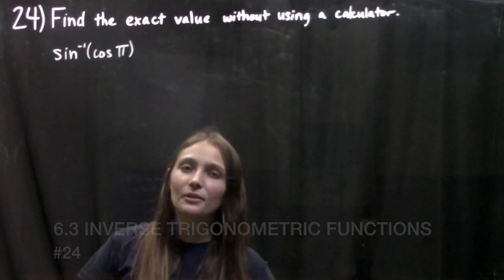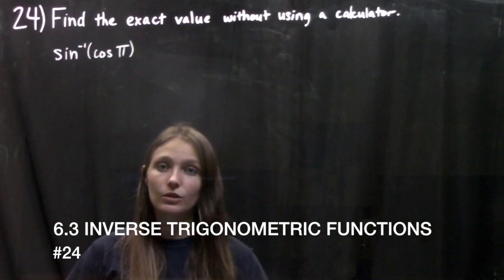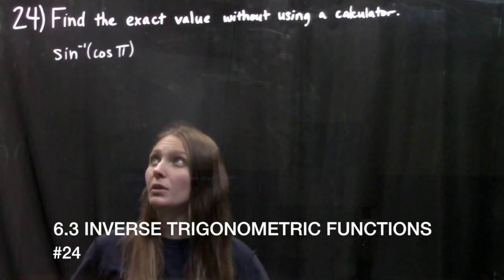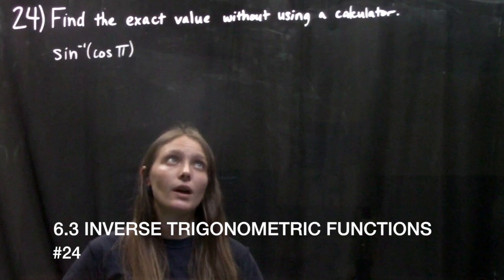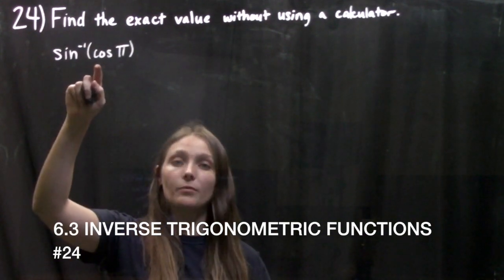Hey guys, today we're going through Chapter 6 on periodic functions, and we're working through Section 3 on inverse trig functions. And we're doing number 24, which says find the exact value without using a calculator. And we're given the inverse sine of the cosine of pi.